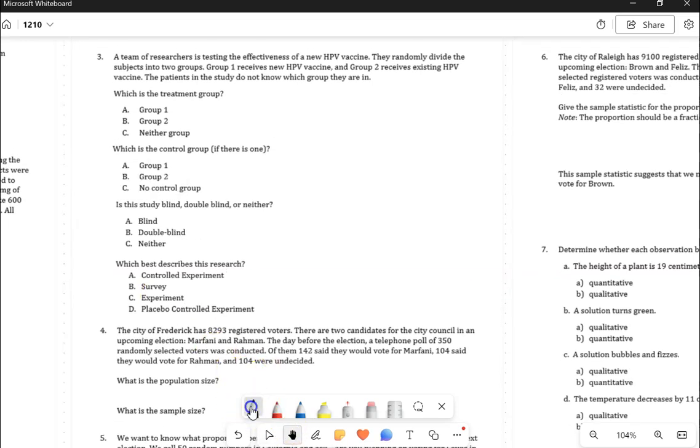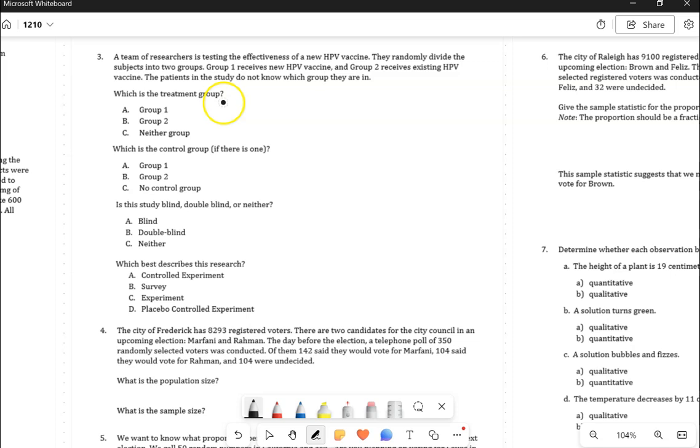Number 3. A team of researchers is testing the effectiveness of a new HPV vaccine. They randomly divide the subjects into 2 groups. Group 1 receives the new vaccine. Group 2 receives the existing vaccine. The patients in the study do not know which group they are in.